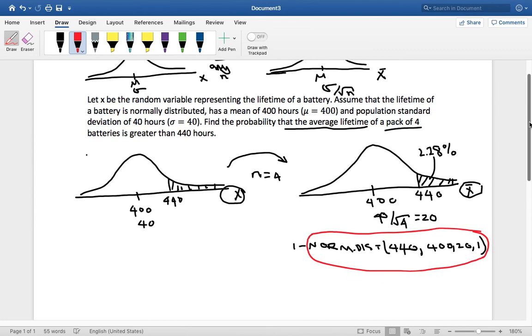And I guess the last way they could have asked us a question is, what's the probability that the average lifetime of these batteries is between, let's just make up an answer, with the mean and the standard deviation, but let's do it for X bar, so divide that by the square root of 4. What's the probability that the average lifetime of a 4-pack of batteries is, say, between, I don't know, 380 hours and 415 hours?